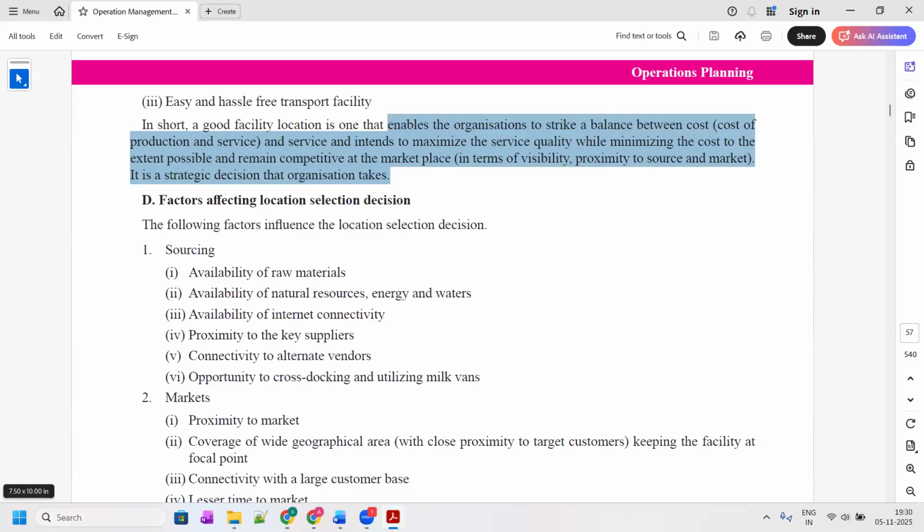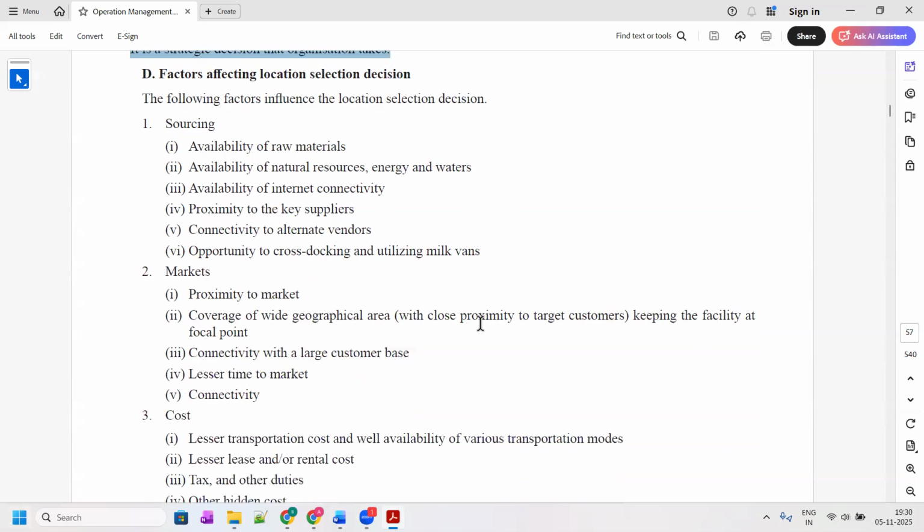The parameters can be sourcing, which basically talks about the availability of raw material, and availability of resources like energy, water, and internet connectivity, suppliers who can supply them raw material, and connectivity to alternate vendors who can be useful to the company if the primary vendor does not provide the required raw material. It can be cross docking or using milk van, which helps in efficient goods movement and inventory control.